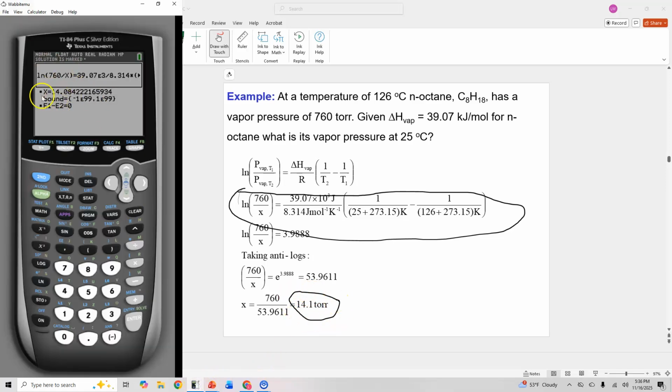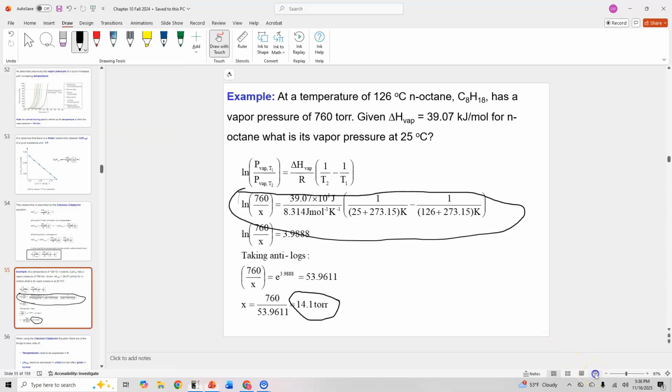So that's kind of nice. It just does all the algebra for you, and you can see that what we're solving for is displayed right there. Log 760 on x equals, etc., etc. So that's a real quick way of avoiding doing algebra and just speeding things up for these solve for x type problems. Okay, I hope you found that helpful. We'll go back to the slideshow now.